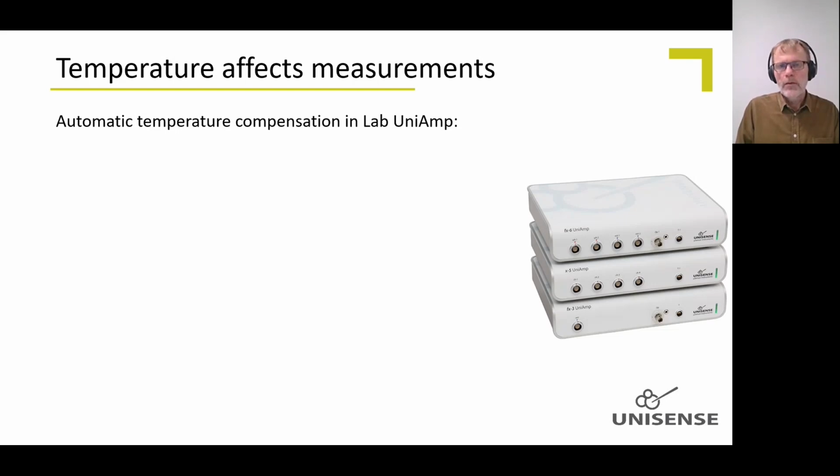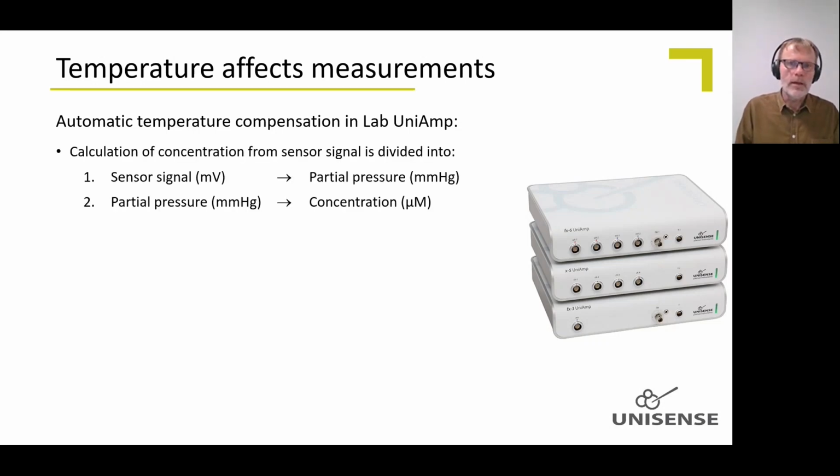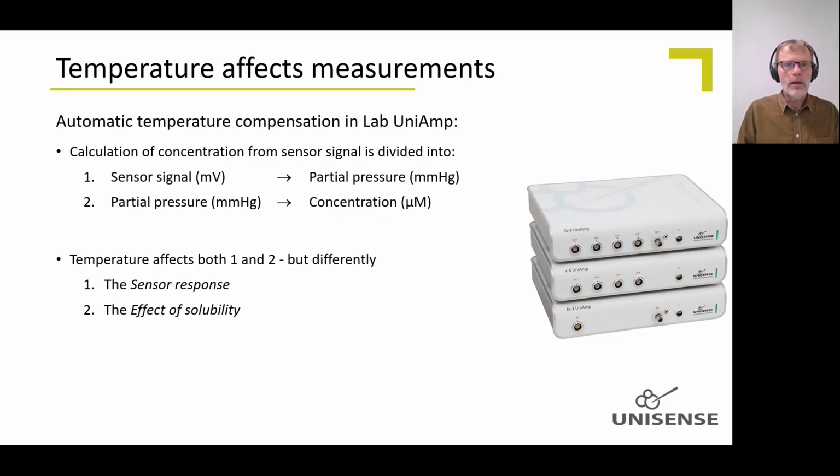First, in the Unisense lab instruments, we have a temperature compensation for the gas sensors within ±3 degrees from the calibration temperature. But in order to do that, when you calculate a concentration from a sensor signal, so in reality you use the calibration to get back to a concentration from a signal, this is divided into two steps. First we convert the sensor signal into the partial pressure. Partial pressure is then converted into concentration. And we do that because the temperature affects both of these parts, 1 and 2, but it affects them differently. The first one we call the sensor response, the second one we call the solubility response.